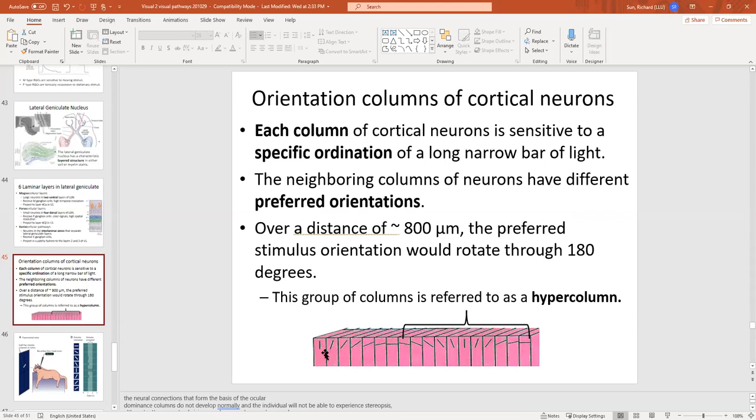This column in the visual cortex, each column provides the strongest response to a particular orientation of this bar. And so we call these orientation columns in the cortical neurons. This orientation is called the preferred orientation in each column. And we see that this orientation gradually changes in the neighboring columns, and it can change back to the same orientation. So a group of these, from the beginning to the end, is called the hypercolumn. They cover the orientation change from 0 degrees to another 0 degrees, something like that.